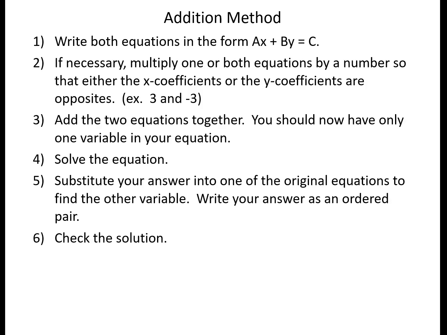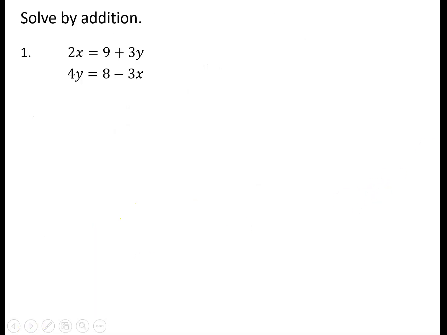So first step here, write both equations in the form ax plus by equals c. So with that first step in mind, let's go ahead and look at our first example. And here the equations are given, one written above the other. We do not have the x and y on the same side. Step 1 was saying we need x and y on the same side, the constant on the other side. So let's go ahead and rewrite these.